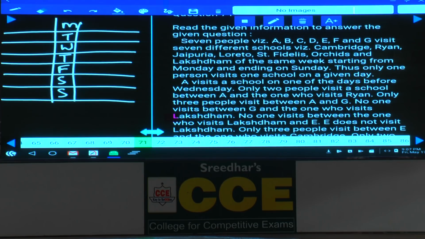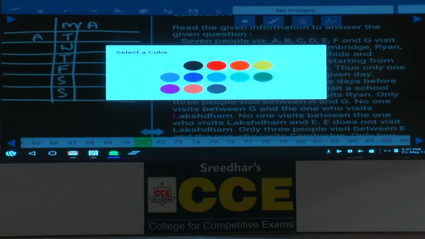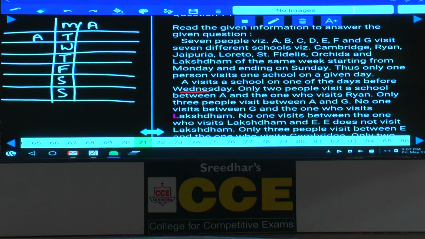Then condition number 1, A visits a school on one of the days before Wednesday. Either it can be on Tuesday or it can be on Monday, so 2 possibilities. Both these two are before Wednesday. Only 2 people visit a school between A and the one who visits Rayon. Between A and Rayon there must be exactly 2 people, hence Rayon must be at this place.